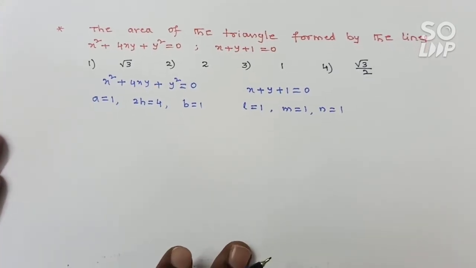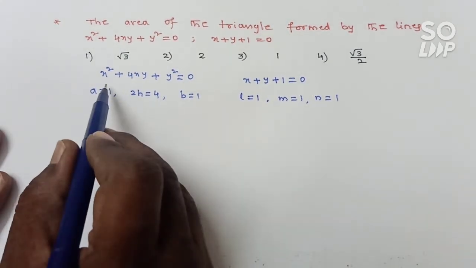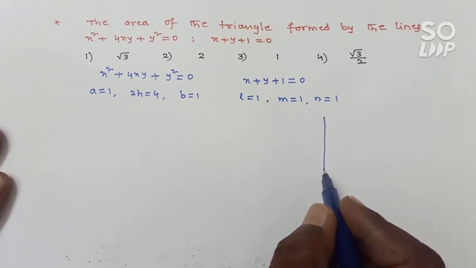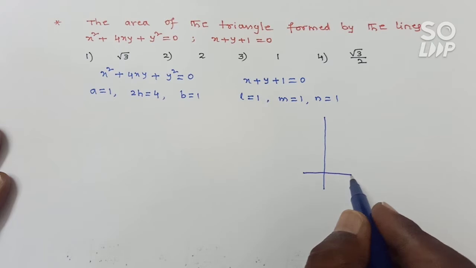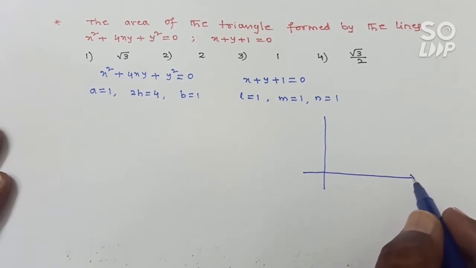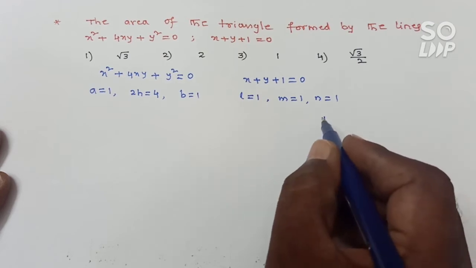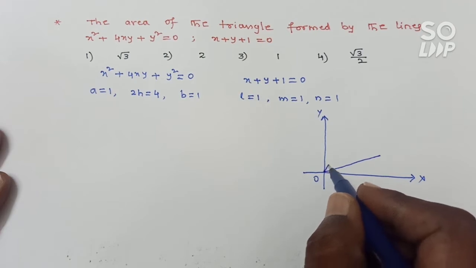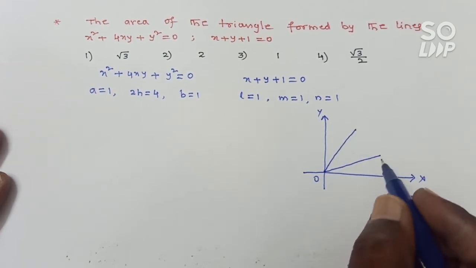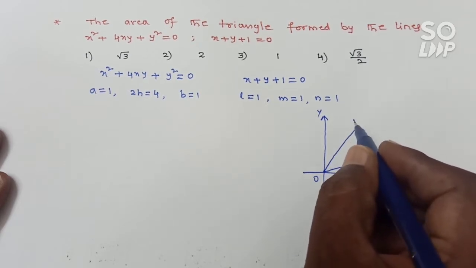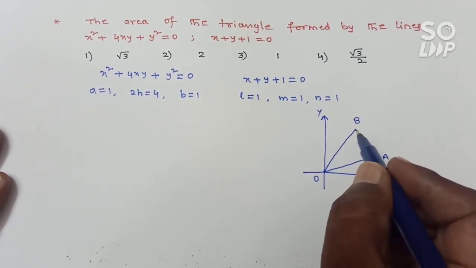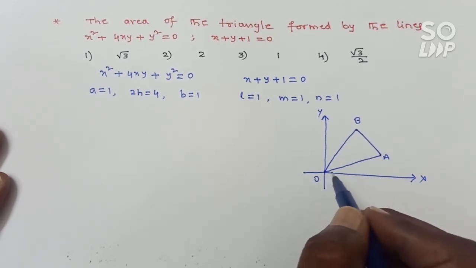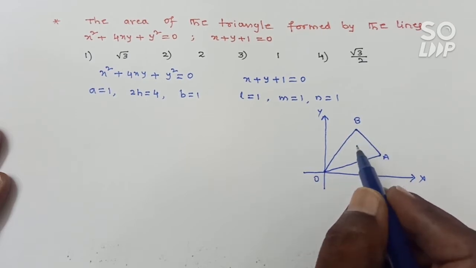Now you see, the first, a second degree homogeneous equation, represents lines passing through the origin. So that means these two lines pass through the origin. One line will be this one and another line will be this one. Let these be OA and OB. Now AB, joining these two points, represents the third side. You have to find the area of the triangle OAB.